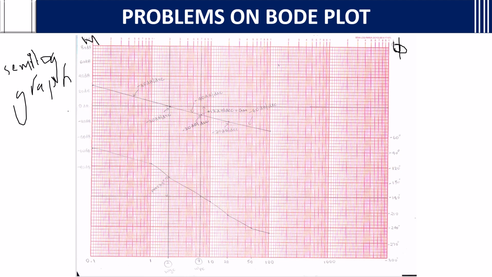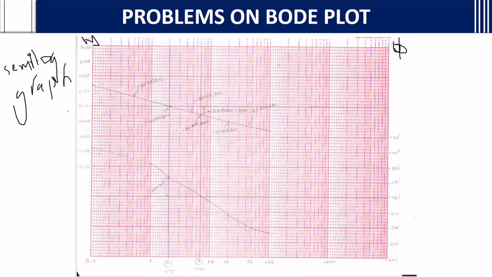We need to write the values. Here if you take this as 0 dB, consider this 20, 40, 60 and 80. Okay. Then you have minus 20, minus 40, minus 60, minus 80. Whatever range of values you got, till there you need to consider.